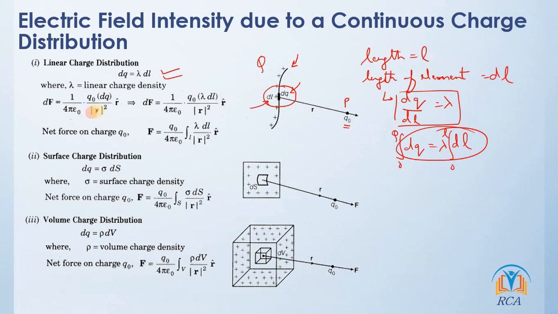1 upon 4 pi epsilon naught Q0, which is this particular charge, into dq, which is this particular charge, over r square into r cap, which is a very simple form of Coulomb's law because the distance is r. Then if we represent this dq in the form of the linear charge density, then we can also write this formula 1 upon 4 pi epsilon naught Q0. dq can be replaced with lambda dl by r square into r cap. This is the net force acting on charge Q0.